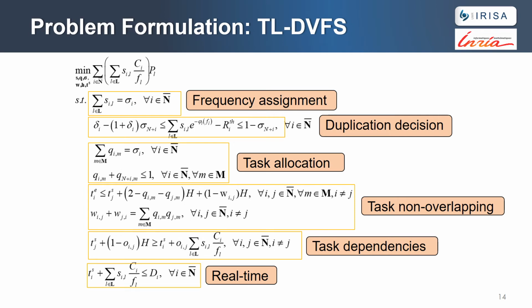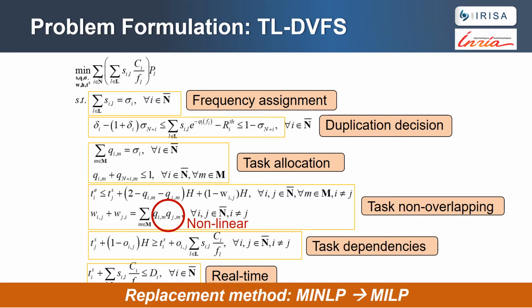This slide shows the final problem formulation for the task level DVFS. The main point we want to show here is that there is a nonlinear combination of variables, so the problem is formulated as a mixed integer nonlinear programming, short for MINLP, problem. We apply a mathematical method based on replacement to safely and equivalently transform it into an MILP problem form, which is linear.